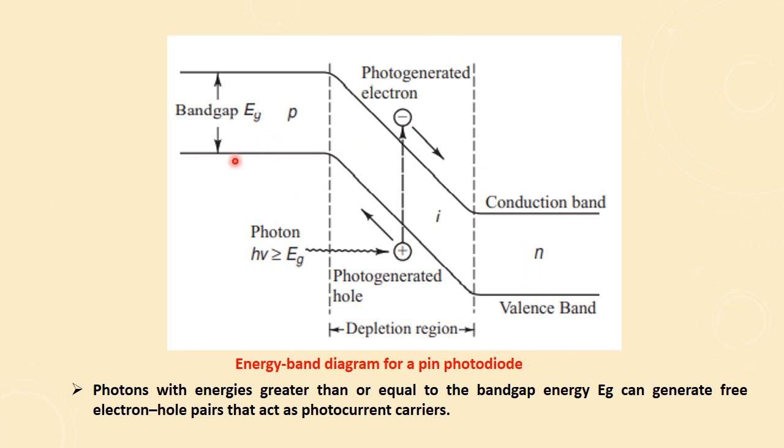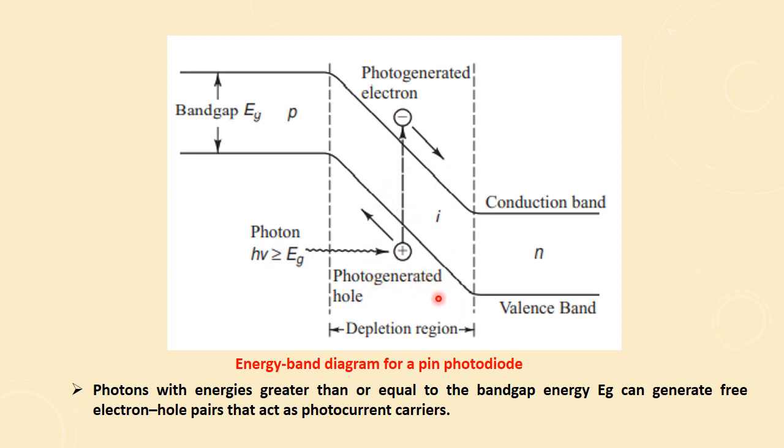So the photons with energy greater than or equal to the band gap energy of the material can generate free electron-hole pairs that act as photocarriers. This is a region where photo-generated electrons and holes are combined together, so this region we can call the active region. This is also called the depletion region.